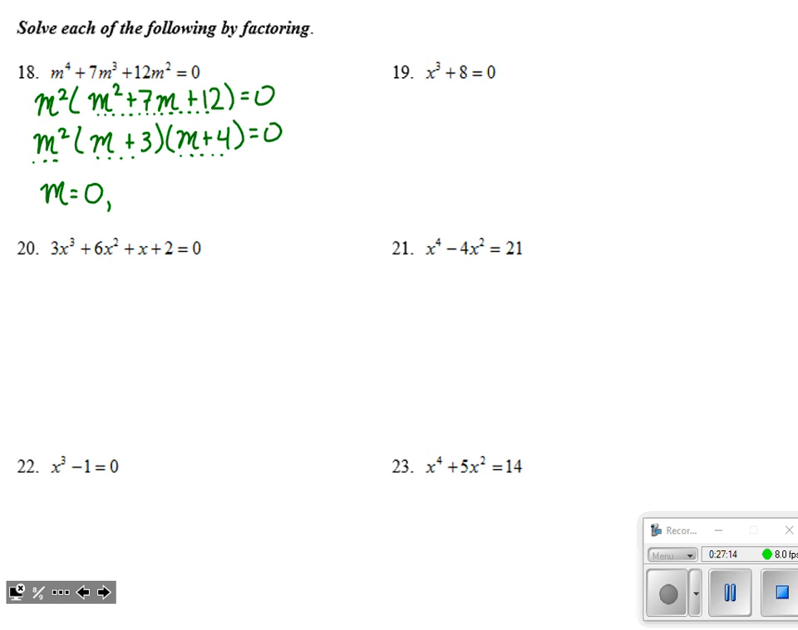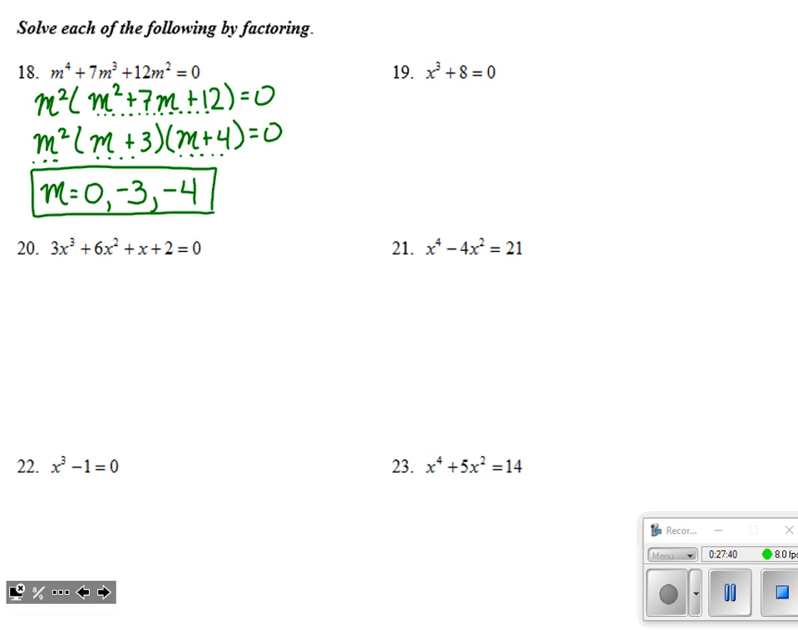For the next one, if m plus 3 equaled 0, I would simply subtract 3 from both sides, and I'd get negative 3 as a solution. M equals negative 3. And for the last one, if I had m plus 4 equals 0, I would subtract 4 from both sides. M equals negative 4 is my final solution. So here I got 3 solutions coming out of that polynomial from the factors.